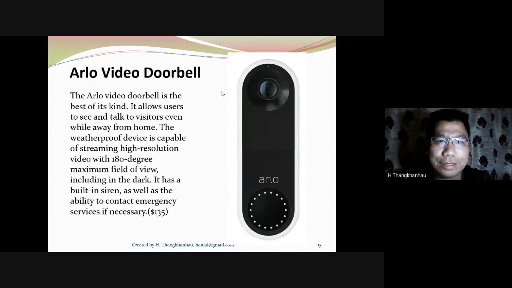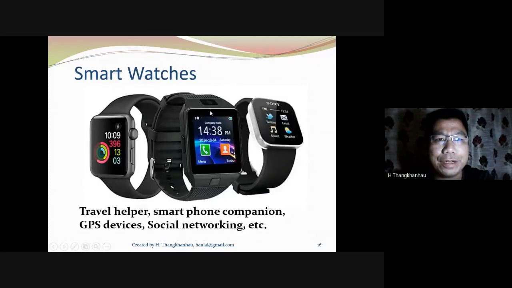And another one is the doorbell, Arlo video doorbell. This is popular in the US. And this doorbell allows the user, the user means the homeowner, to see and talk to the visitors who press the doorbell. And it is waterproof, and it has a camera along with Wi-Fi facilities. So even though you are away from your home, you can see who is visiting your home, something like that. So in our country, I think nobody uses this kind of doorbell, but it will become more and more popular in the future. So, smartwatch.